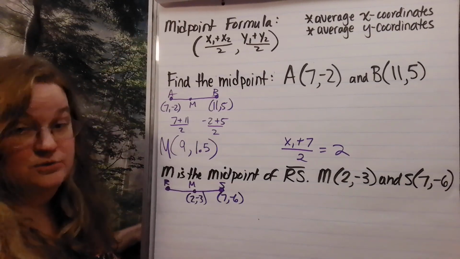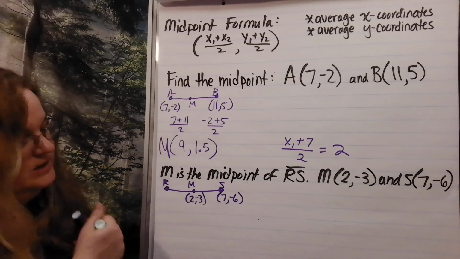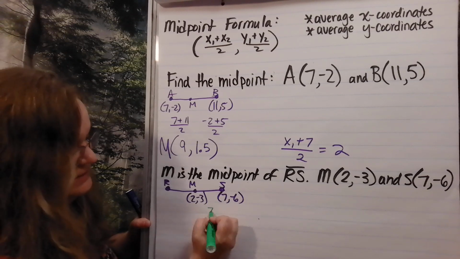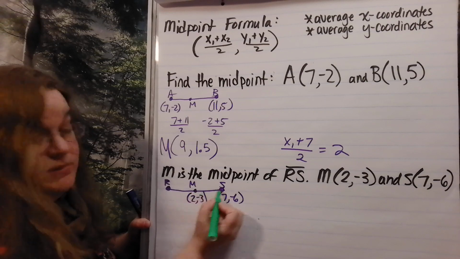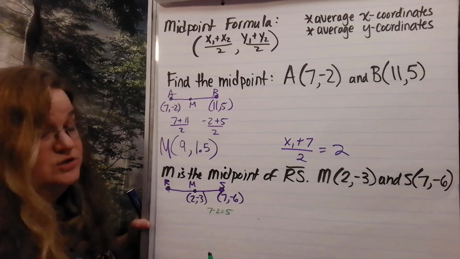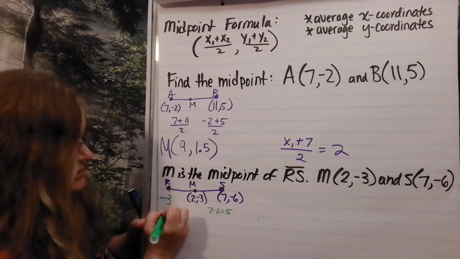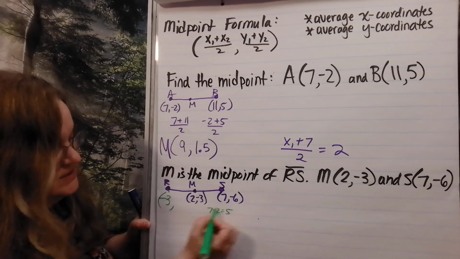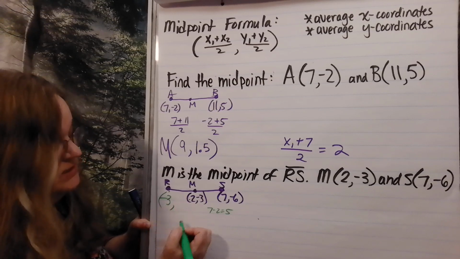Or I can reason through. So let me change colors for a moment. Let's say I have 2 and 7. Well, 7 minus 2 is 5, and between M and S and M and R, the x has to be the same distance because you're averaging them. So 5 less than 2 is -3. Again, because 7 minus 2 is 5, this has to also be a distance of 5. This would be at -3.